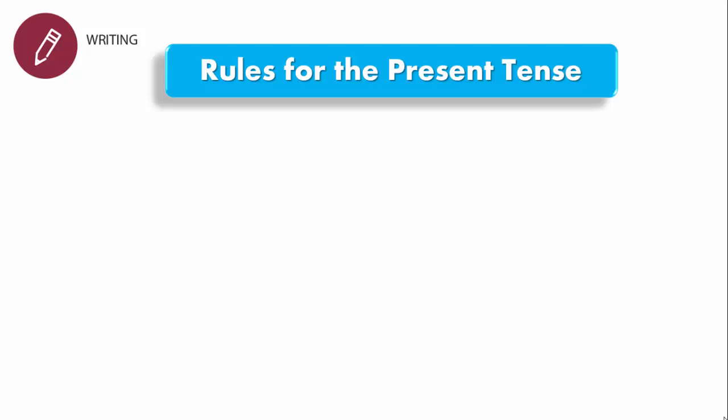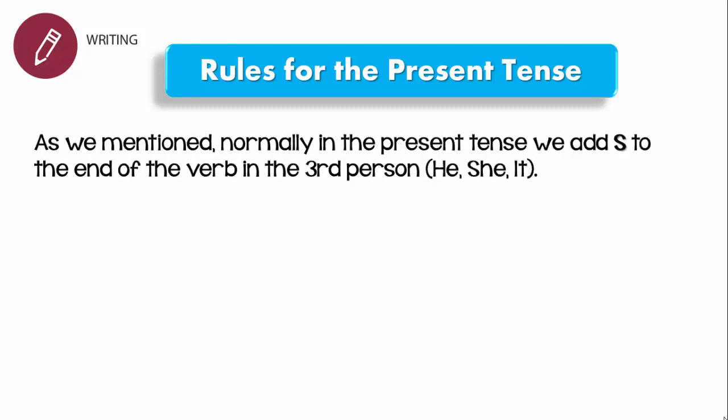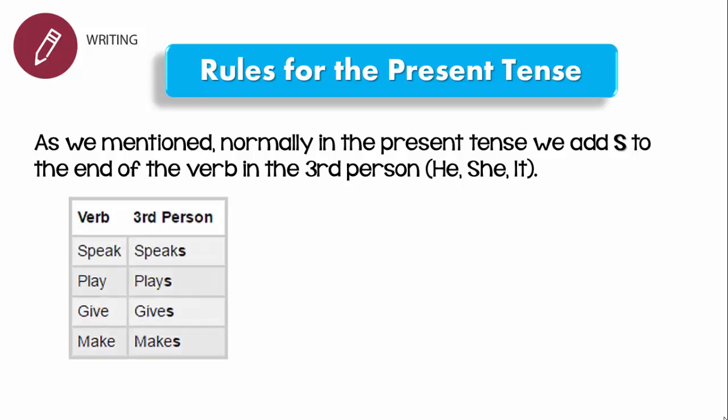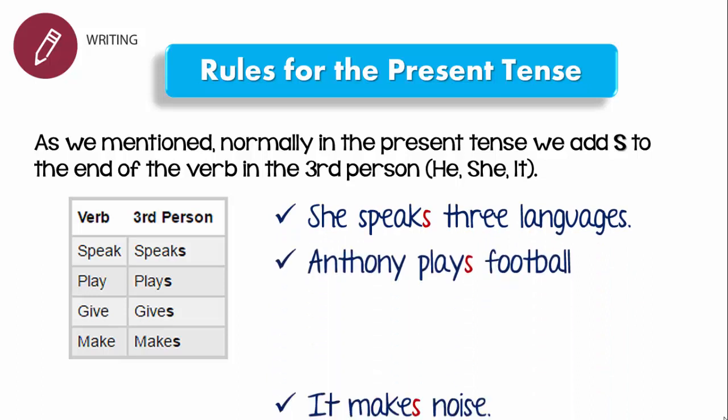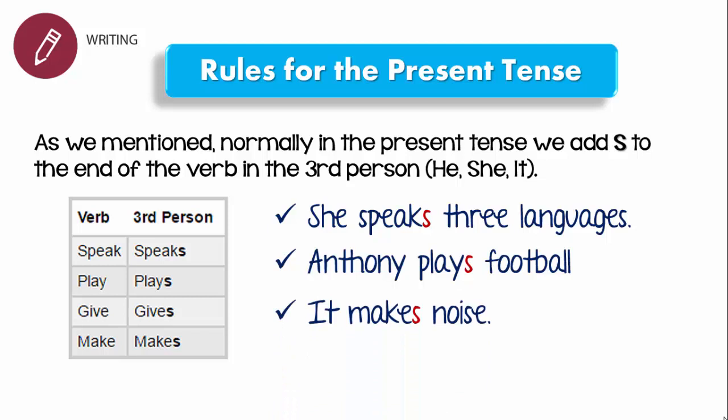Rules for the present tense. As we mentioned, normally in the present tense we add an s to the end of the verb in the third person, he, she, or it. She speaks three languages. Anthony plays football. It makes noise. But there are some exceptions.